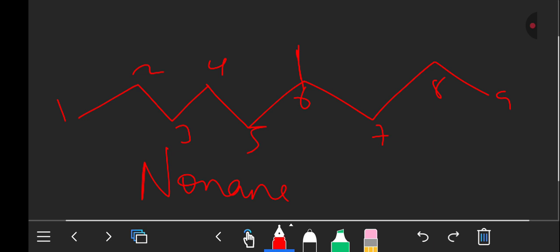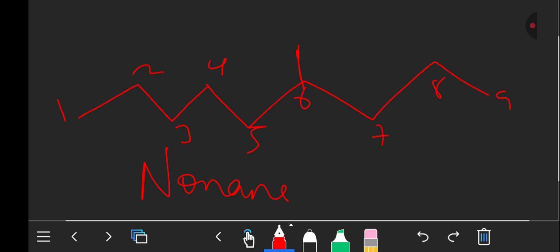There's a methyl because there's just one carbon bonded to 3 hydrogens like that. So that is a methyl group, as we discussed earlier. So we have a methyl group. But numbering from left to right, we'll discover that the methyl group is at 6.